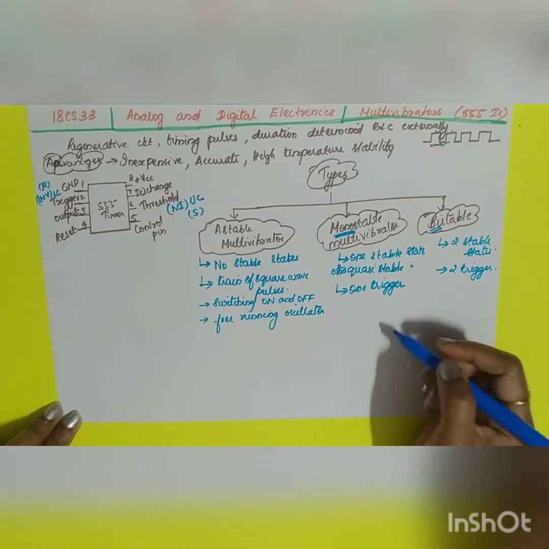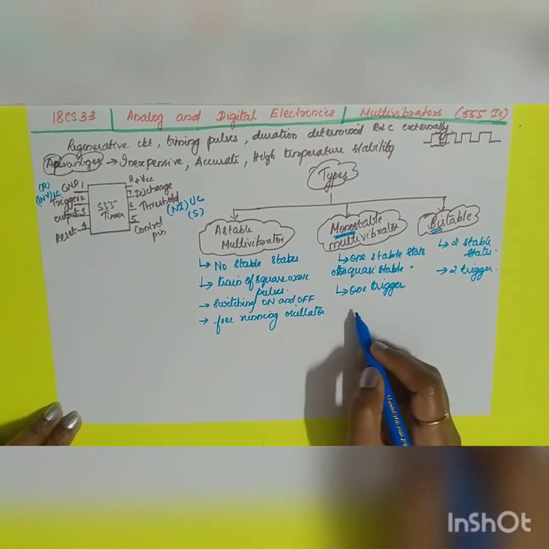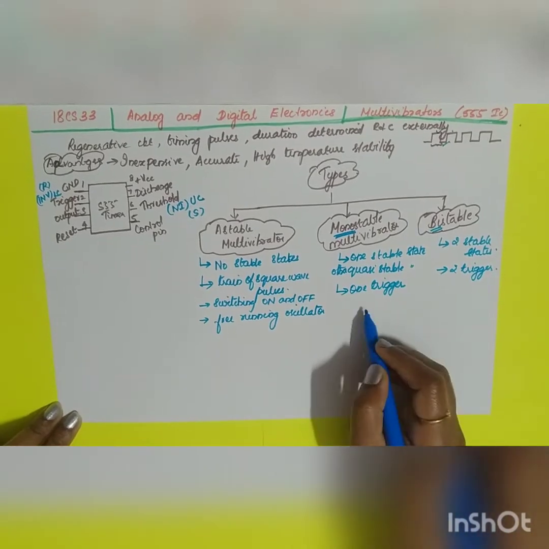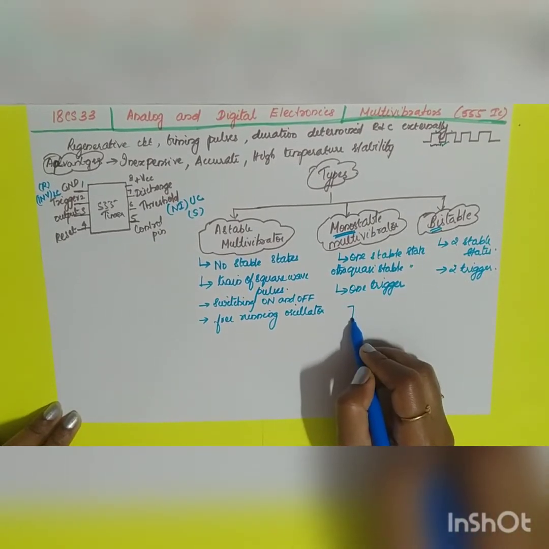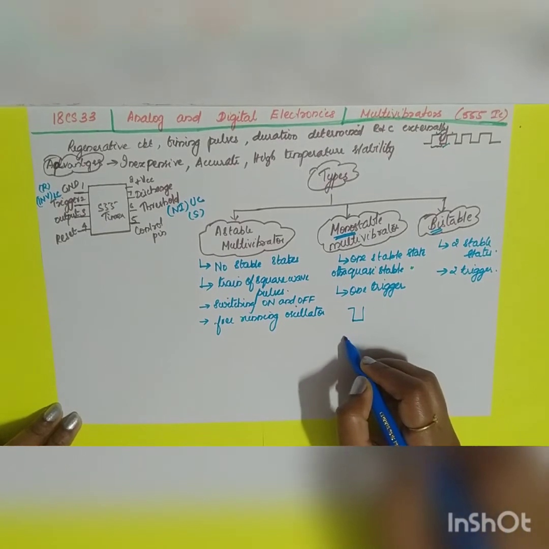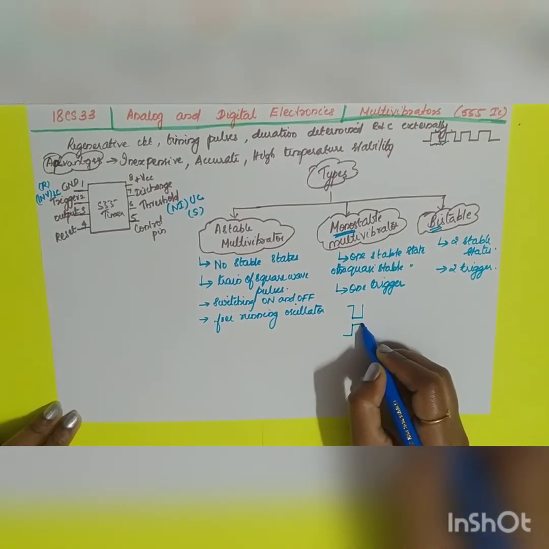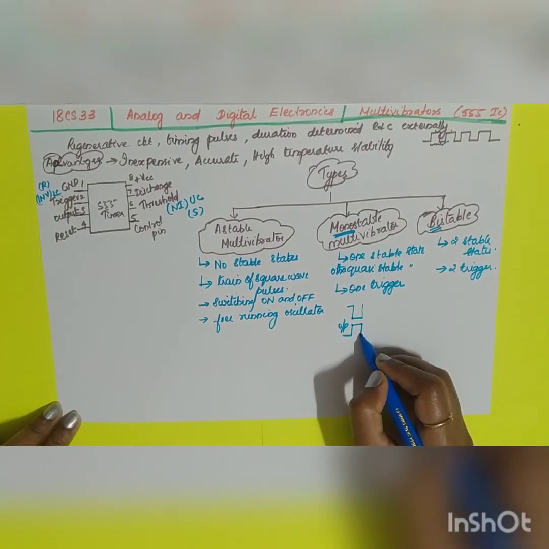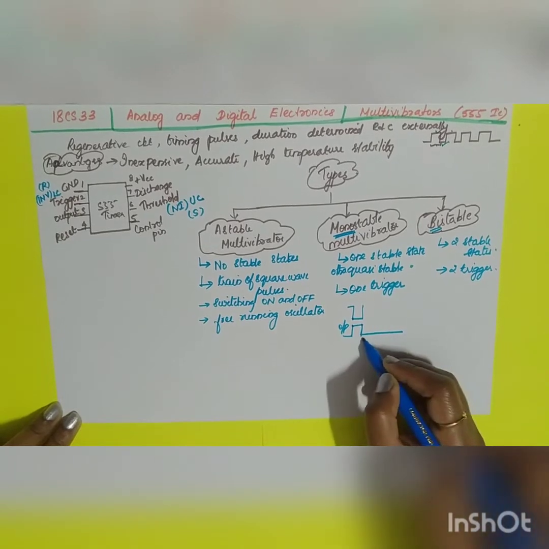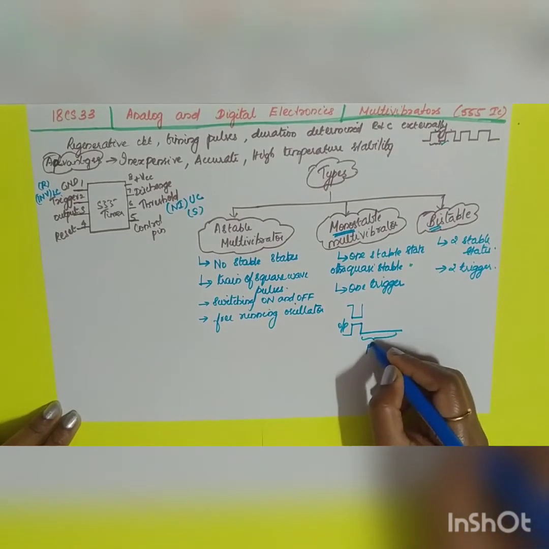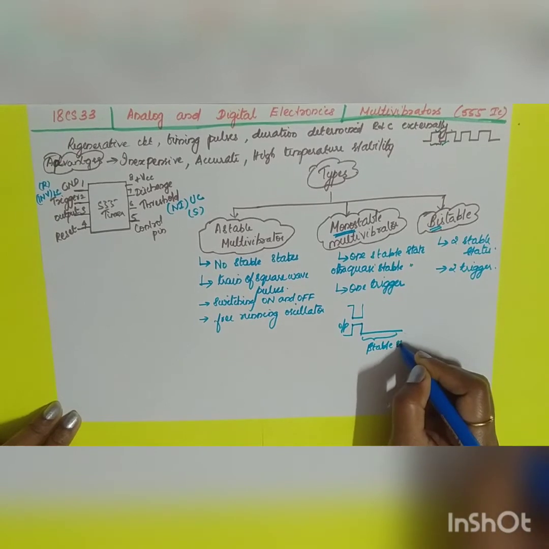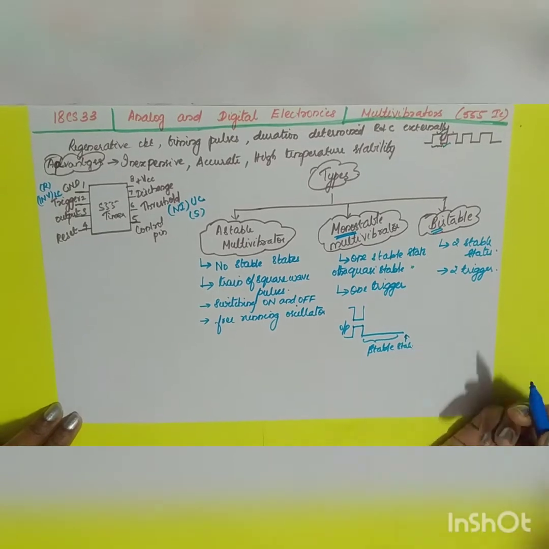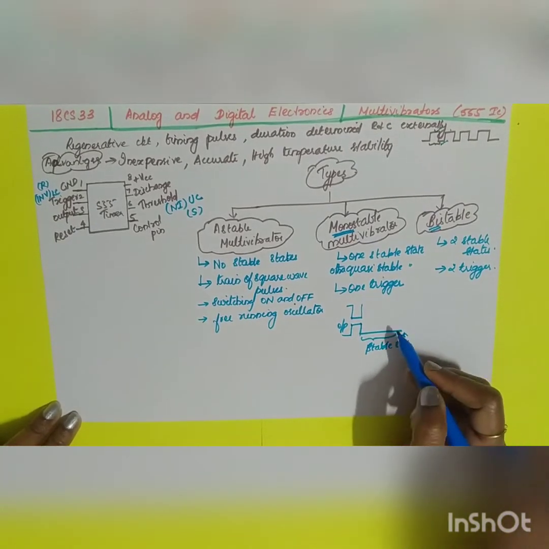When you use one trigger, for example in the case of monostable multivibrator, imagine that you are applying a negative triggering pulse. During the negative triggering pulse, the output will go to positive, will go high. After some time, the output will come back to its original low state. This will be your permanent state or stable state. It will stay in the stable state until you apply the triggering pulse again. This is the specialty of your monostable.